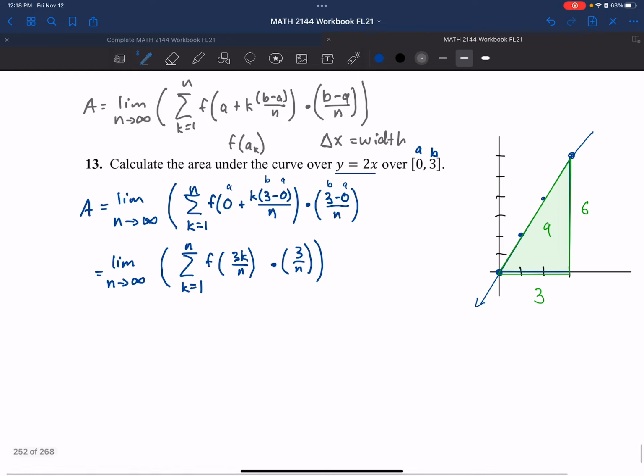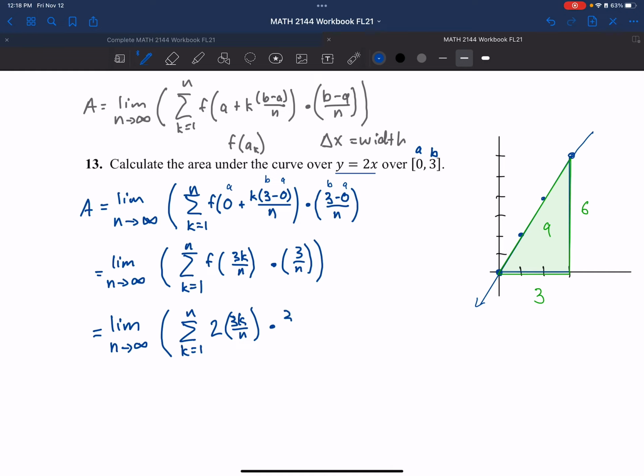All right, so the curve we're using right here is y equals 2x, so that's what we're going to need to do here. Let me do the next step, then I'm going to give you a moment to try it while I take attendance. So we're still going to consider the limit as n approaches infinity. We're going to sum from k equals 1 to n, and then this 3k over n is going to be plugged into the function. So that's going to be 2 times 3k over n, and then we still have 3 over n multiplied right there.